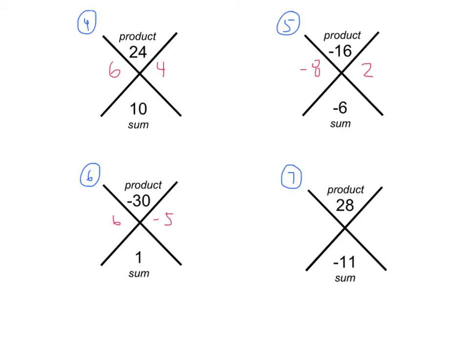Number 7, your two numbers would be negative 4 and negative 7, because negative 4 times negative 7 is positive 28, and negative 4 plus negative 7 is negative 11. Okay, if you missed any of those, go back and take a look and make sure this makes sense, because you need to understand this in order to move forward.